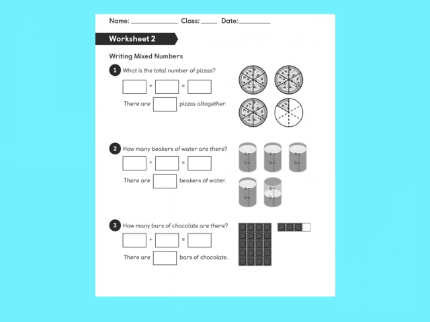So here is today's worksheet, and we're writing mixed numbers. So it asks, what is the total number of pizzas? So in this box you will write the amount of whole pizzas that are there, and in this box you will write the fraction that is represented with this picture, and then you put them together to write your answer here and here.